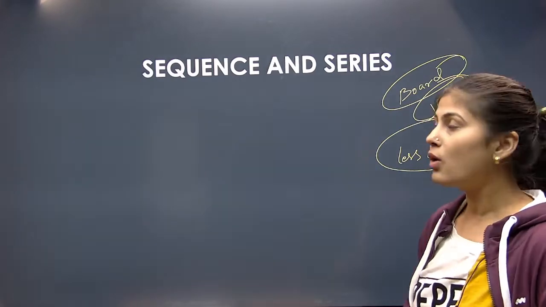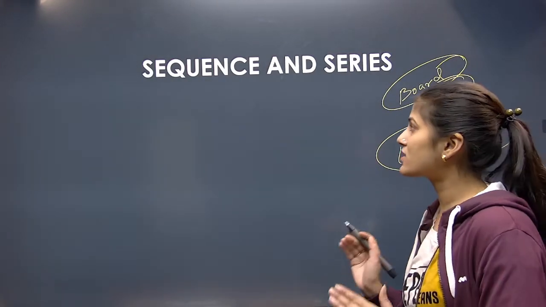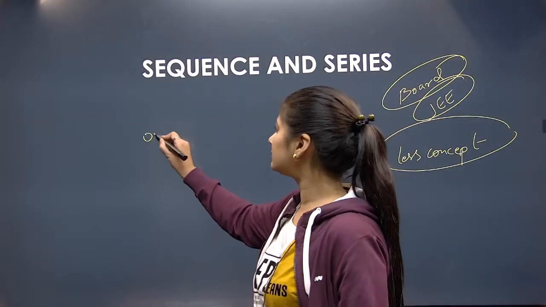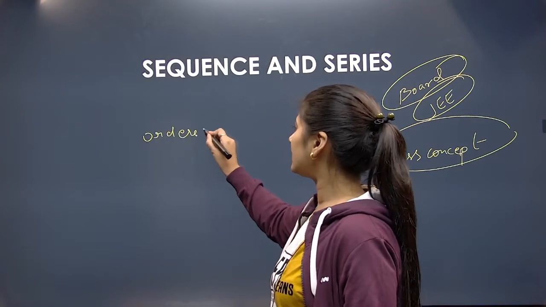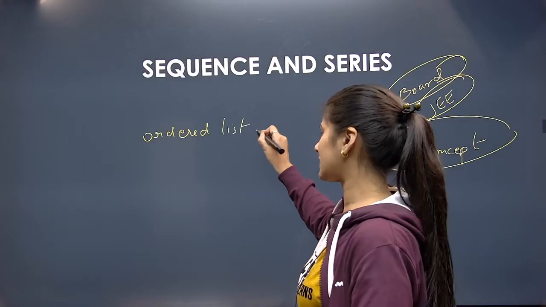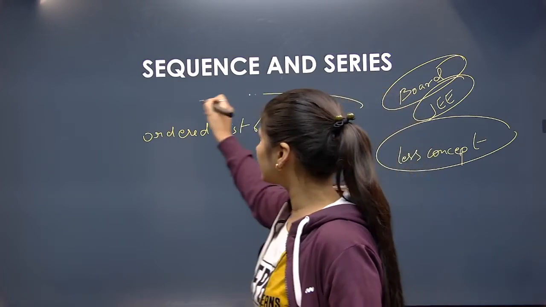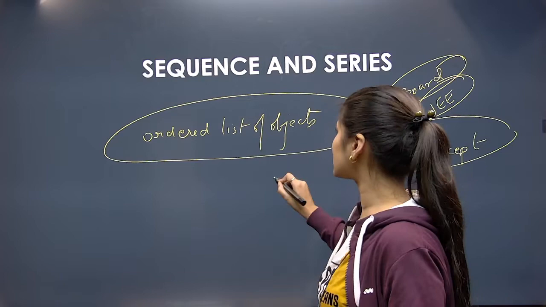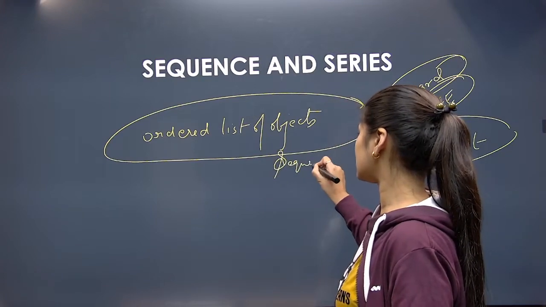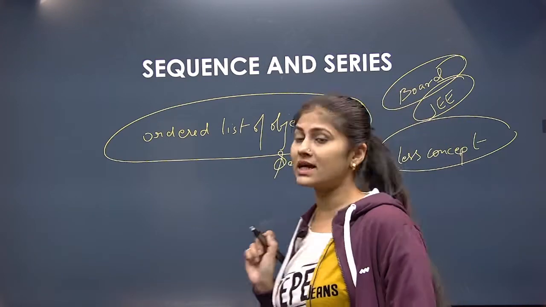Now, what is sequence and series? What is sequence? An ordered list of objects or numbers or anything. So, an ordered list of objects is called a sequence. Okay, let us take an example.